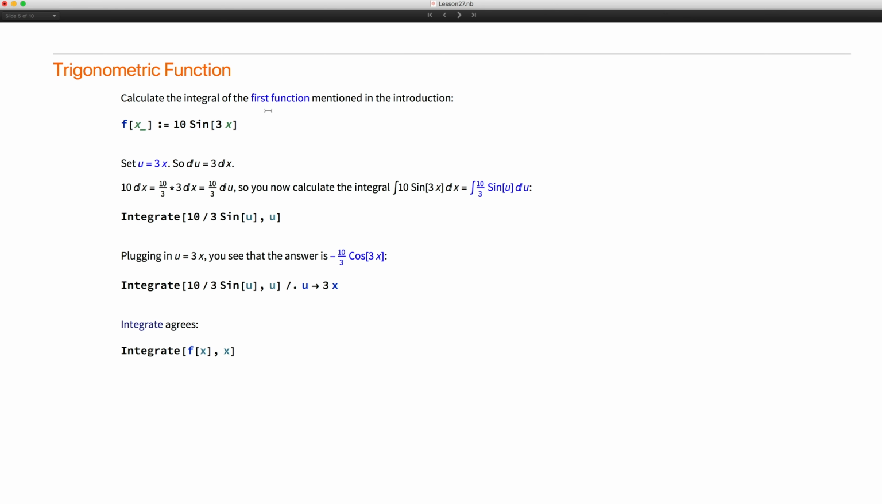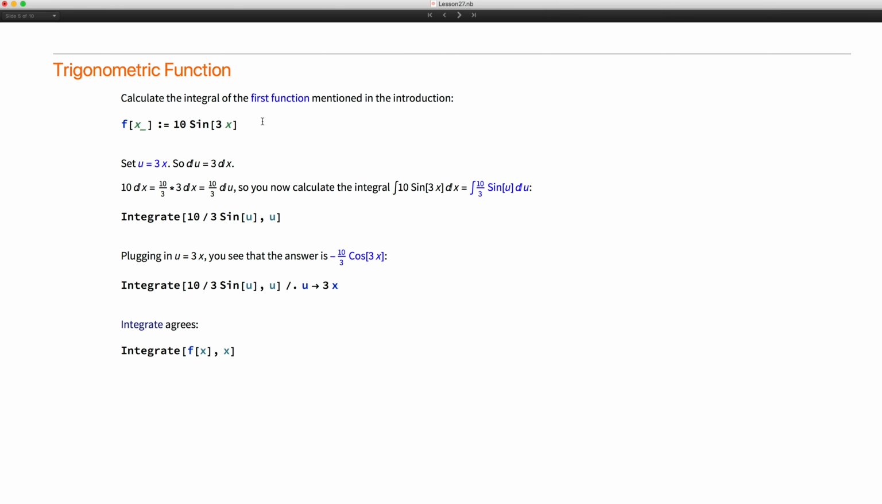As an example, let's take another trig function, 10 times sine of 3x. Again, you set u to be 3x. So du is 3 times dx. But then you have a 10 over here, so you make a small adjustment and write it as 10 over 3 times 3. And so you get back that the integral really is 10 over 3 times sine u. You integrate that. But then recall that u is 3x. So you plug that back in, and you get back the exact answer, which is what integrate would give you if you tried it directly.